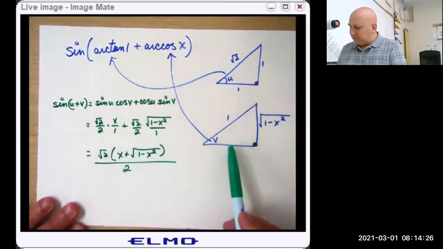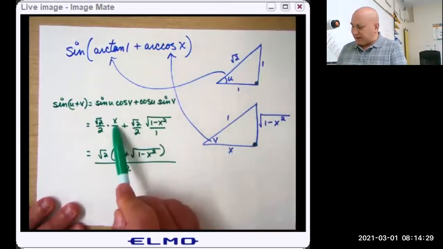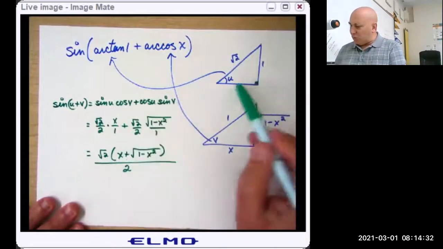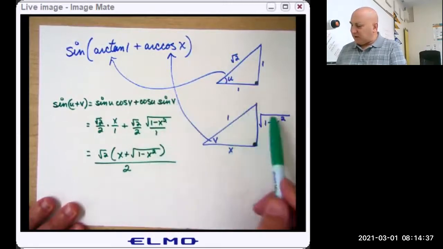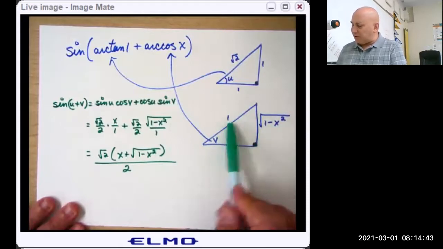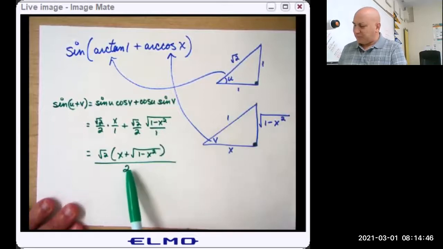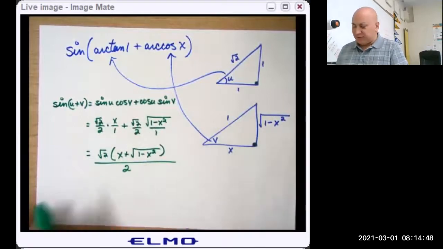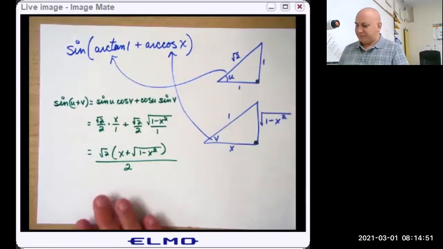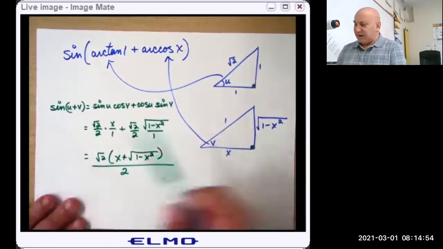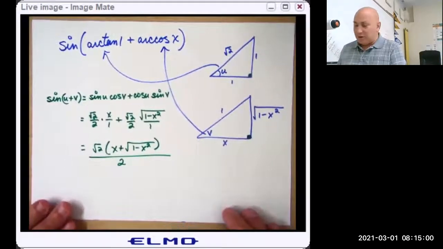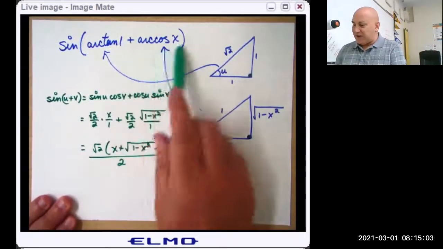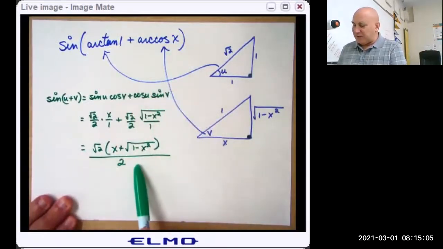Cosine of V is X over 1, or X. Cosine of U is 1 over root 2, which is root 2 over 2. Sine of V, opposite over hypotenuse, y over r, square root of 1 minus X squared over 1. Then I just factored out the root 2 because it looked prettier. So whatever X is, and X has to be a number between negative 1 and 1 in order to get a value here, this is going to be your answer.